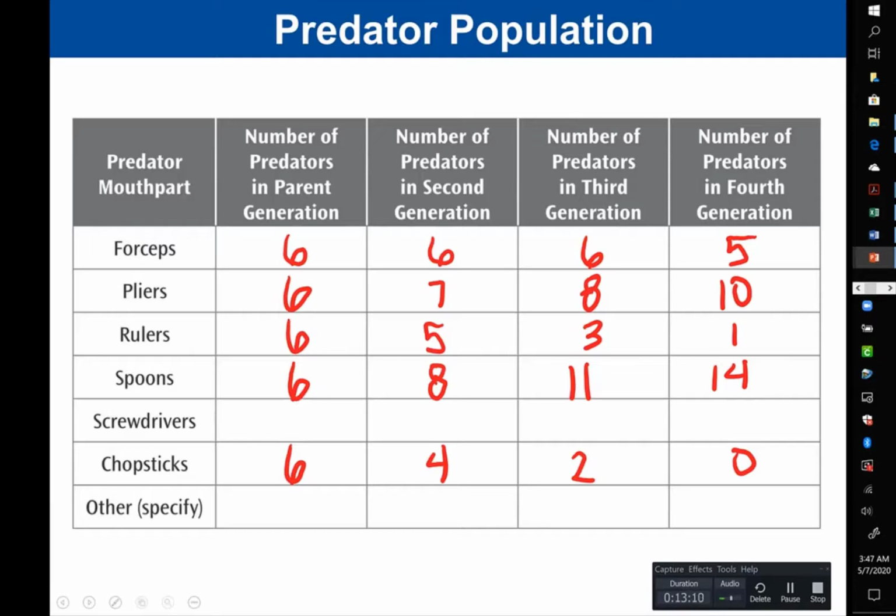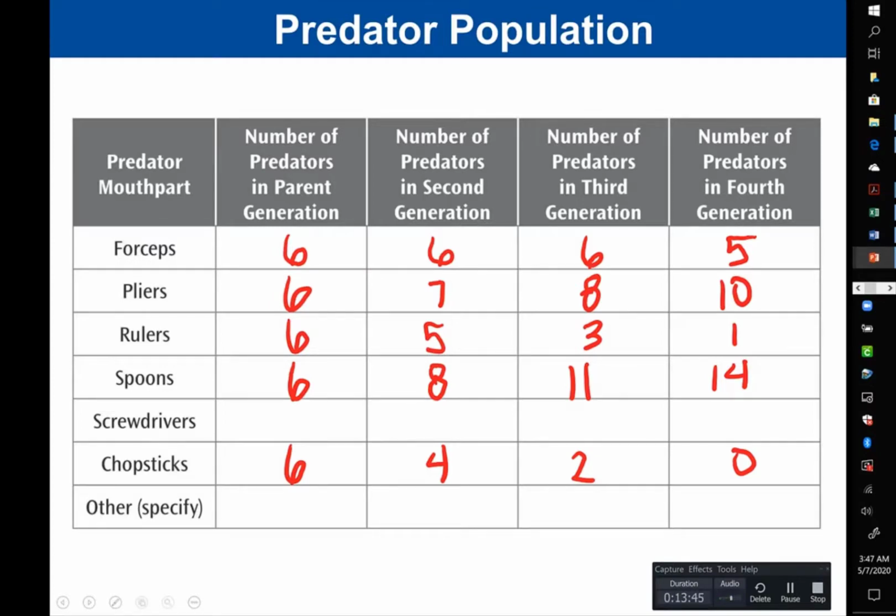So what type of graph would best represent this? What type of graph should we do for this type of data? If we're measuring something over time and the data is continuous, what type of graph would we use? The answer is going to be a line graph, right? We want to look at these populations over time, and therefore that would be continuous data, and we should use a line graph.